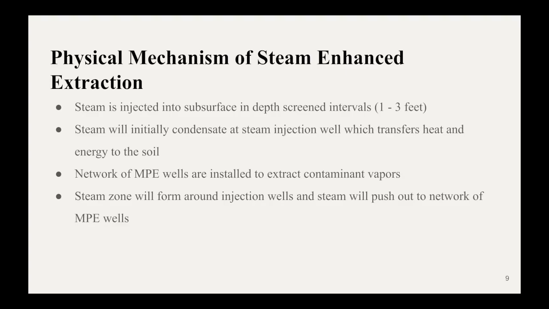The steam will initially move radially around the well, and this forms a condensate front that provides heat and energy to the soil. And as more and more steam is pumped, a steam zone will form around the steam injection wells, which will then just push out to the extraction wells. And then the heat provided from the steam volatilizes the contaminants, which makes it easier to extract. And then a network of multi-phase extraction wells, or MPEs, are used to extract these vapors.